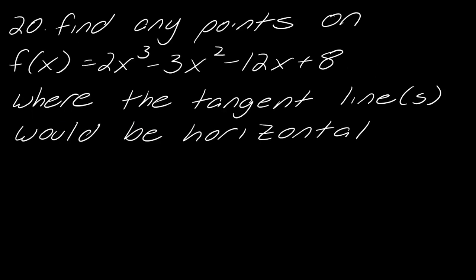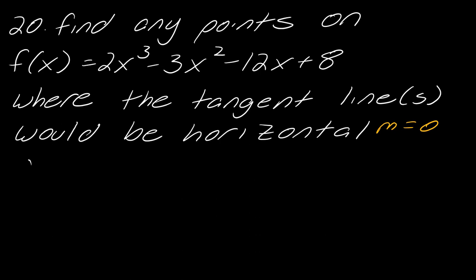Okay, number 20. Find any points on the function f of x equals 2x cubed minus 3x squared minus 12x plus 8, where the tangent line or lines would be horizontal. So think about what it means to be a horizontal line. What does that say about the slope? Because tangent lines and slopes really go hand in hand. So horizontal lines have a slope of m equals 0, so that's going to be important.